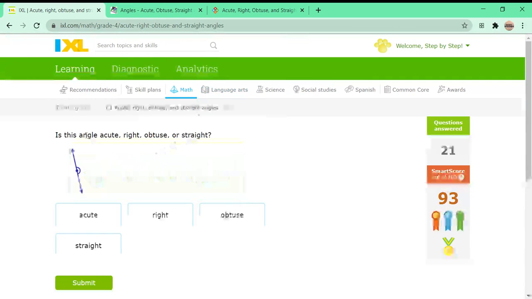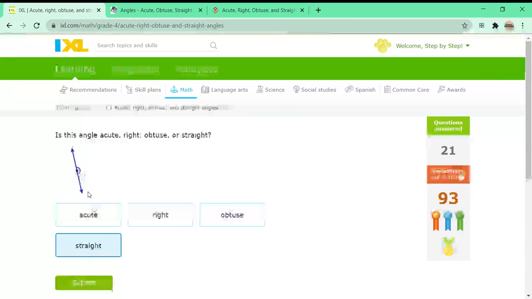Is this angle acute, right, obtuse, or straight? This is definitely straight because we know that this is the shape of a line, and we all know that lines are straight. And it's also exactly 180, which is double 90.